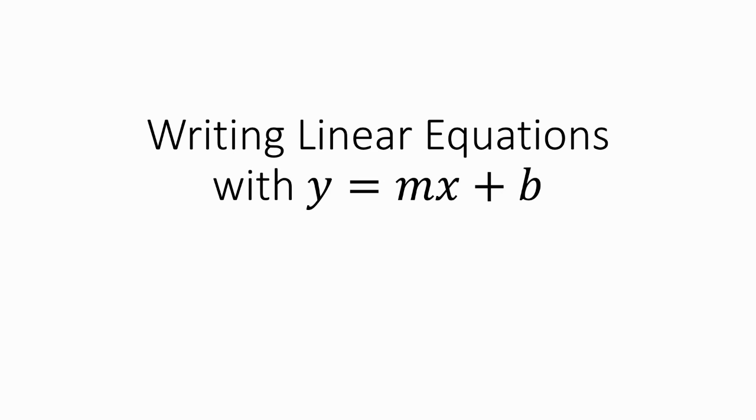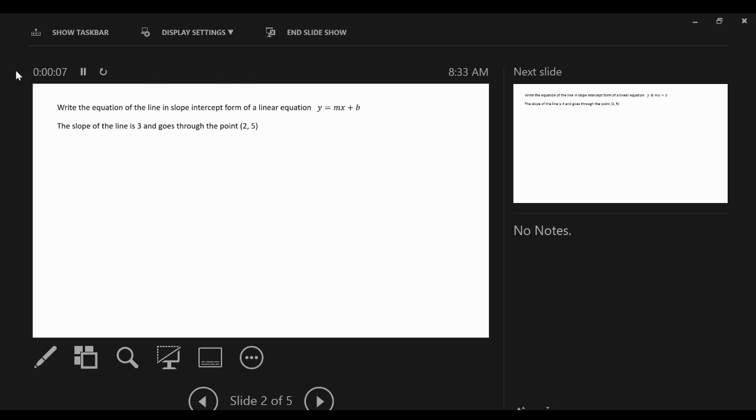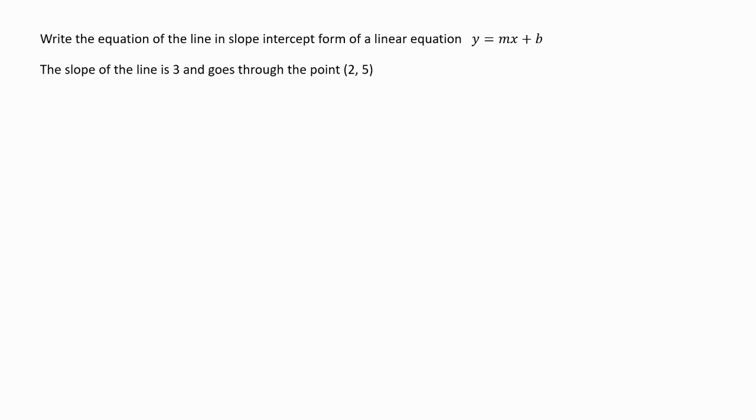Let's look at writing linear equations using y equals mx plus b. So here's a question. It tells us that the slope is 3 and it goes to the point (2, 5). So what we need to do to write a linear equation is we need to know the m and the b. The m is the slope and the b is the y-intercept.